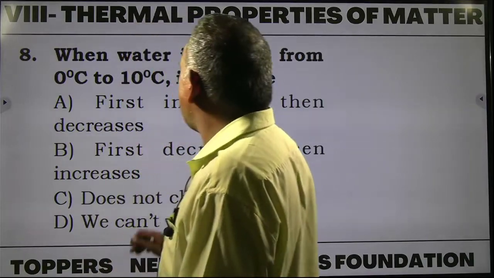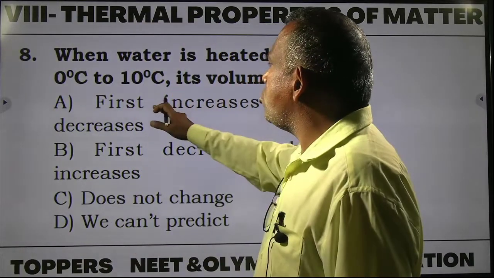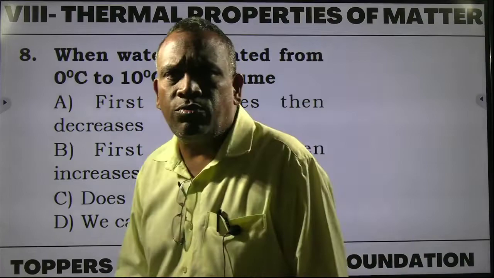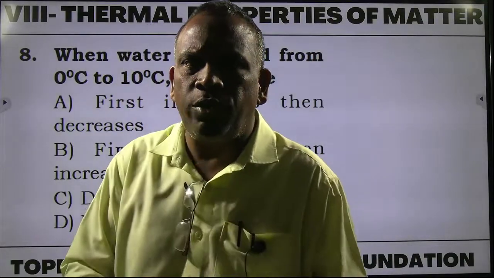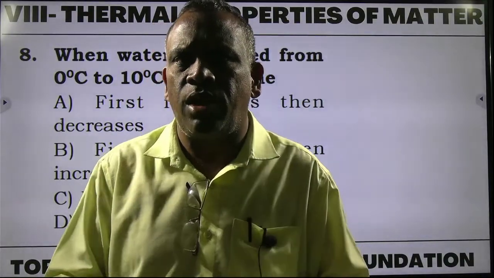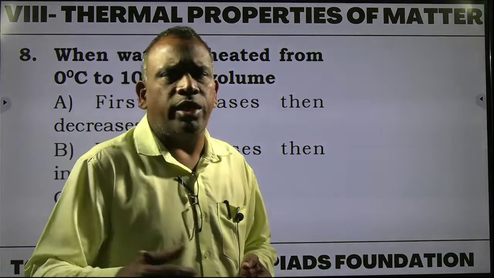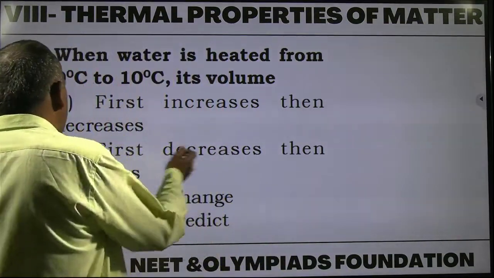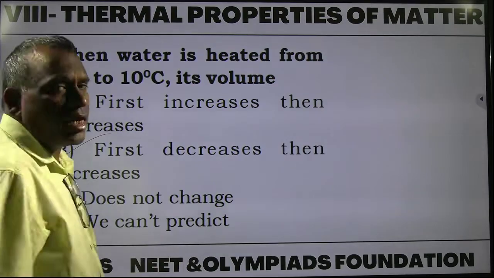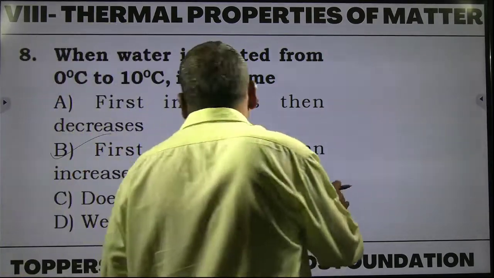Coming to the next question: when water is heated from 0 to 10 degrees centigrade, similar to 0 to 4 degrees, the strange behavior of water will be there. Then from 4 to 10 it increases, so it first decreases then increases. Option B will be the correct answer. The remaining options are wrong.